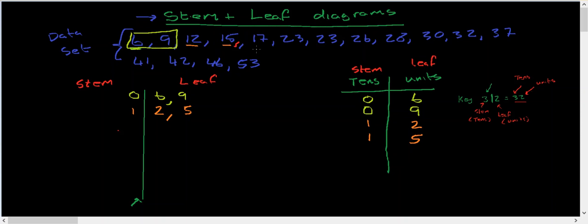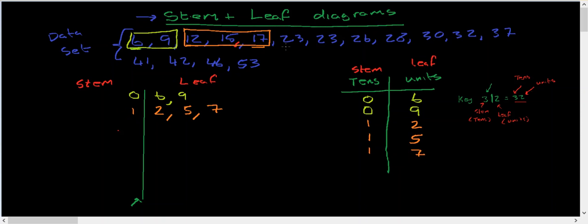Then if we take the number 17, for example, again, 17 has 1 ten and 7 units. So again, it would go into this column. So we have 1 and we have 7, like so. So this second stem and leaf represents these guys here. It represents data points that have a 1 ten and then the corresponding units.